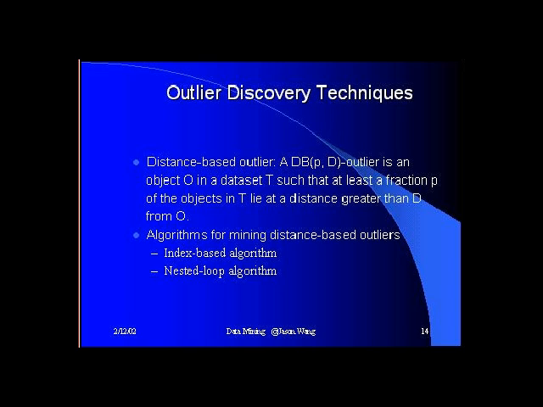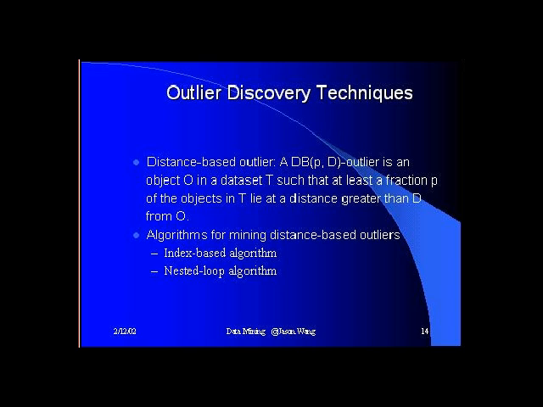Okay? Or 5 objects are maybe not the right number. For example, in a database in which you have 100 objects, you can find at least 80 objects that are very far away from this particular object. So most objects are there, and this object is here. In that case, we define this object to be an outlier. This is called a distance-based outlier, okay?